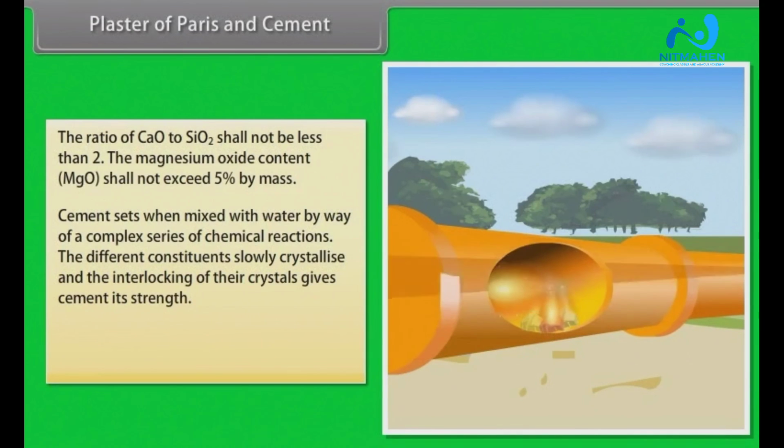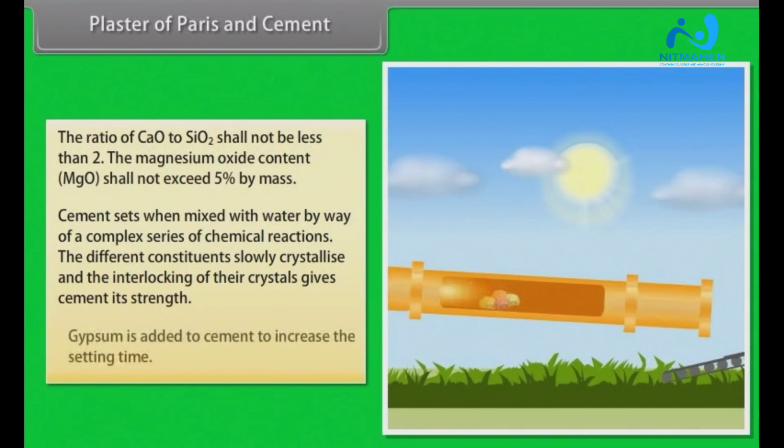Cement sets when mixed with water by way of a complex series of chemical reactions. The different constituents slowly crystallize, and the interlocking of their crystals gives cement its strength. Gypsum is added to cement to increase the setting time.